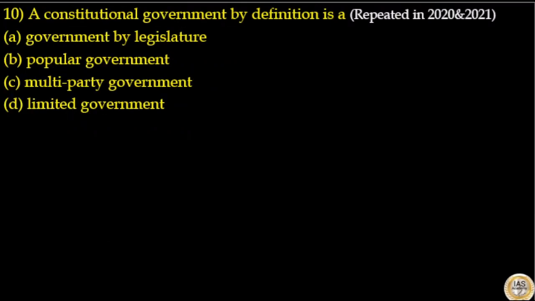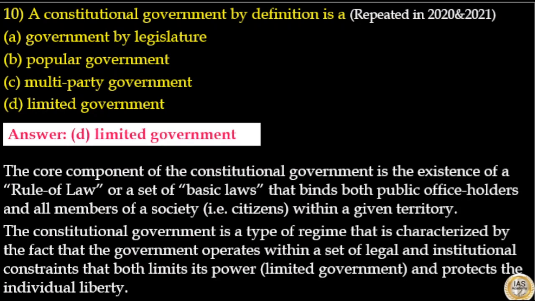A constitutional government by definition is a. Options are government by legislature, popular government, multi-party government, limited government. The answer to this question is option D, limited government. The core component of the constitutional government is the existence of a rule of law or a set of basic laws that binds both public office holders and all members of a society within a given territory.